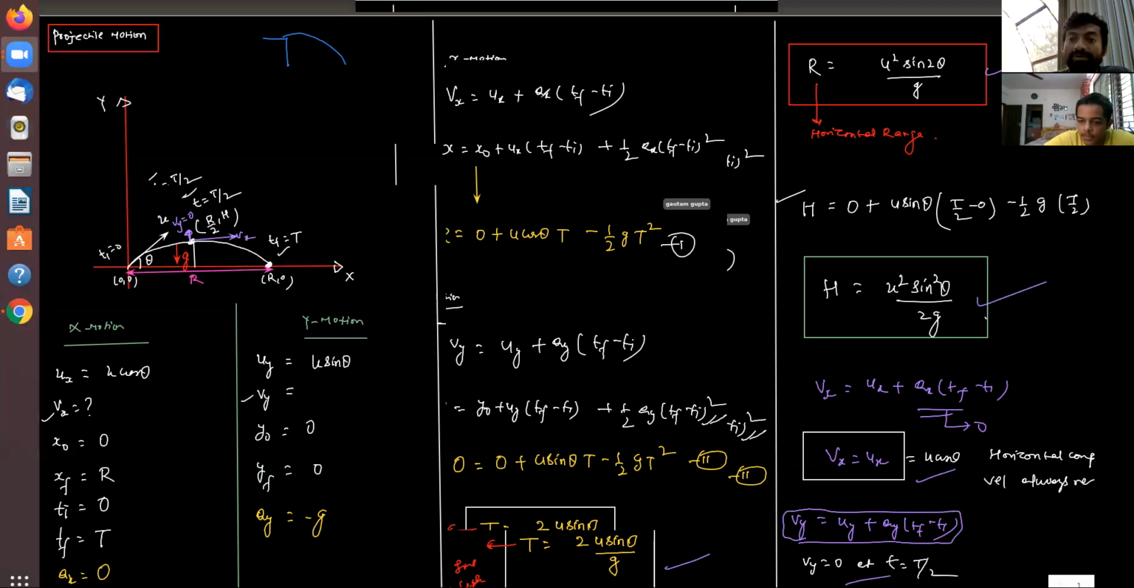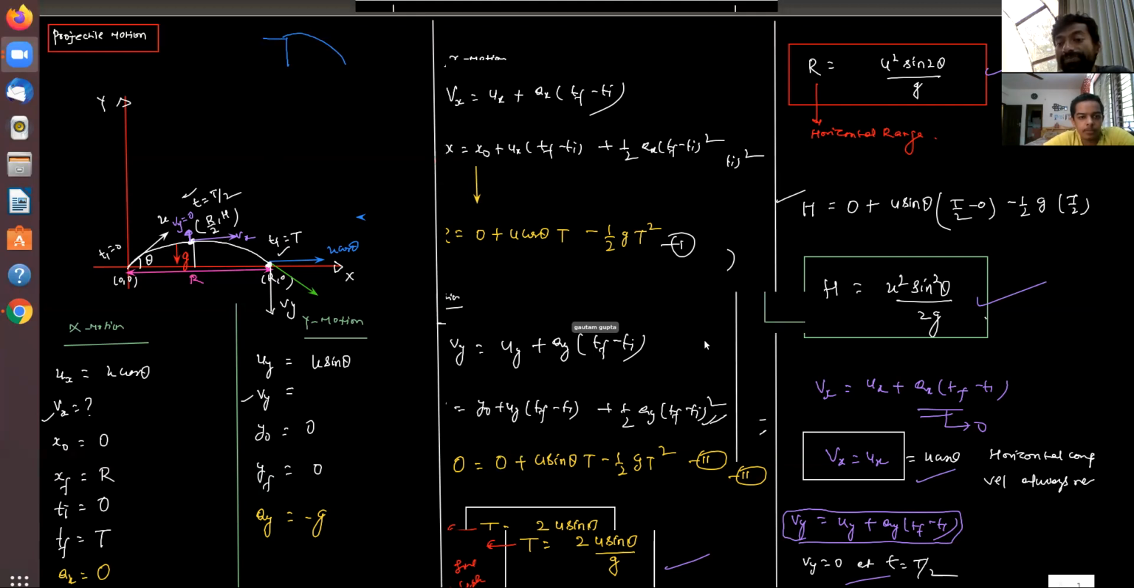Is that clear? If somebody is asking what will be the velocity of impact? Velocity of impact means what will be the velocity here? So how do we calculate that? We know that Vx is always constant, so no need to find Vx again. Vx will be u cos theta here. What we need to find out is just this Vy, this component of velocity. Vy here will be the velocity at t equal to T, at the time of flight.